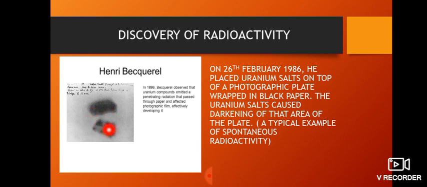how the photographic plates which contain the uranium salt looked like, and the dark area is what Henry Becquerel proposed as the area which absorbed the radiations which were produced by the uranium salt.